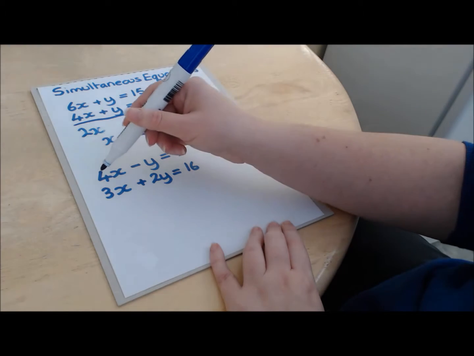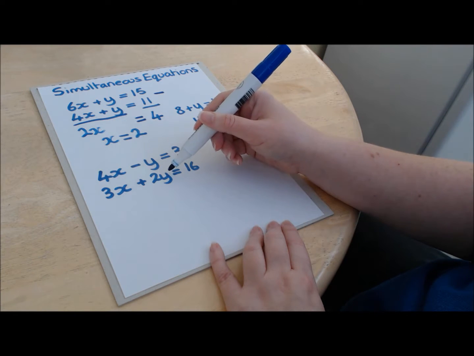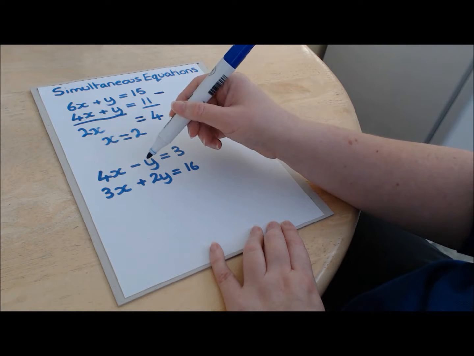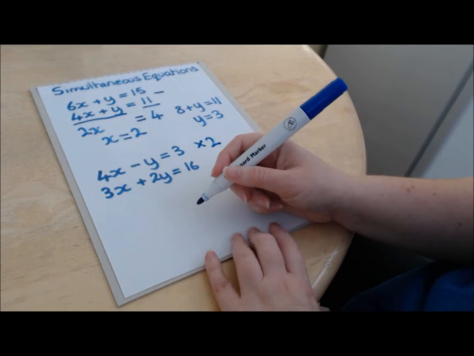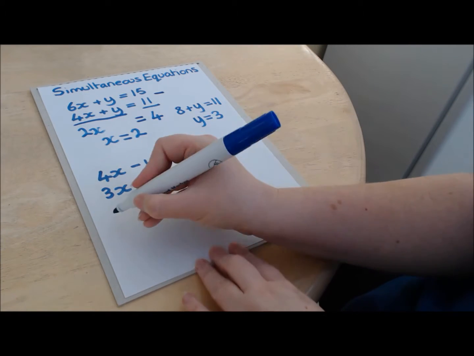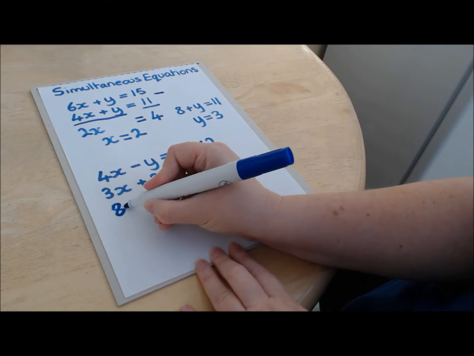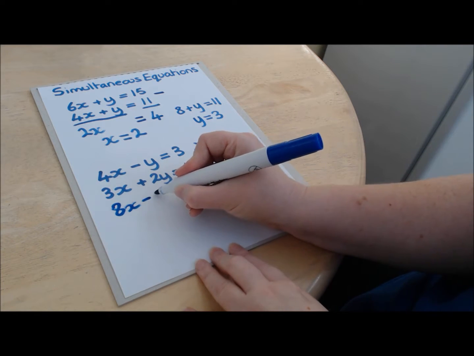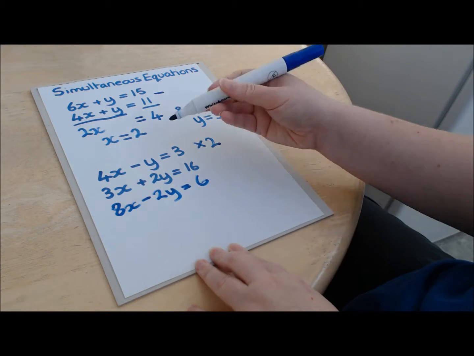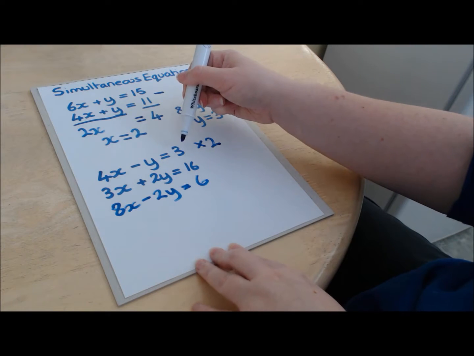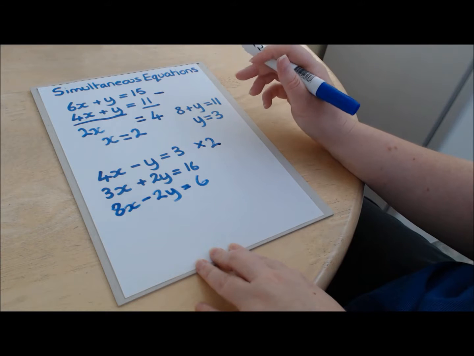So what we're going to do is we're going to transform this one so that it does have the same number of y's as this one does. So we're going to multiply the whole thing by 2 so that we've got 2y here. So I'm going to put that underneath here. So we're going to have 8x minus 2y equals 6. So we've literally just doubled everything. And remember, as long as you do the same to both sides of the equation, that's perfectly legal.